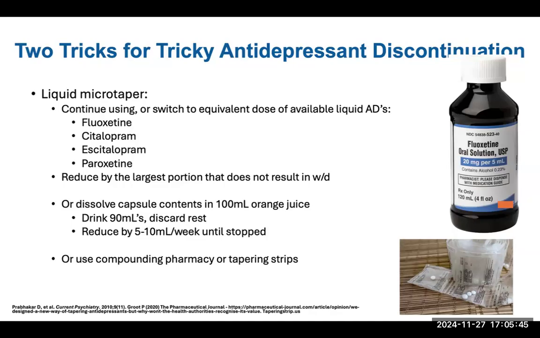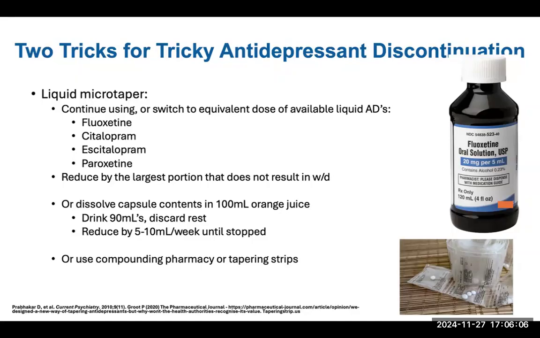They're going to crush and dissolve a 10 milligram pill into 100 milliliters of orange juice. So now we have a 1 to 10 solution, right? So if we want them to take 9 milligrams of that drug, they'll drink 90 mLs of that orange juice plus drug concoction, and they're going to throw out the remaining 10%.